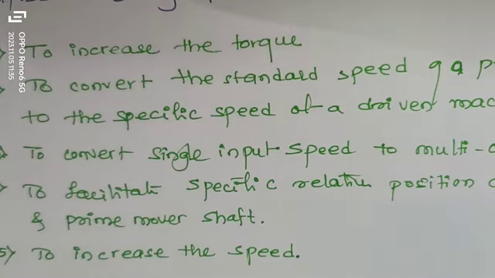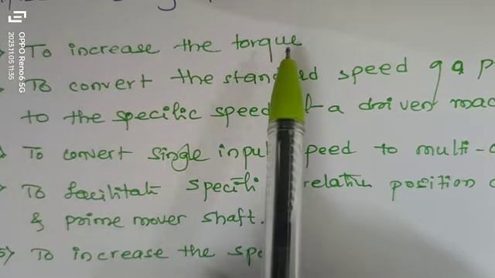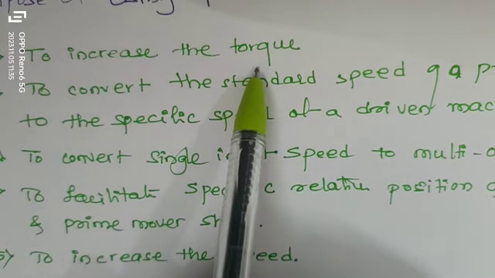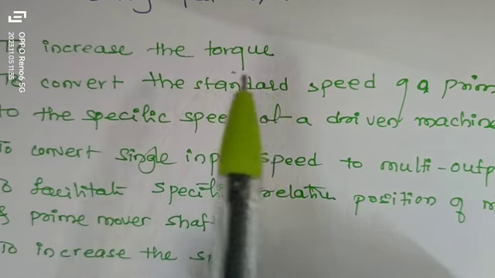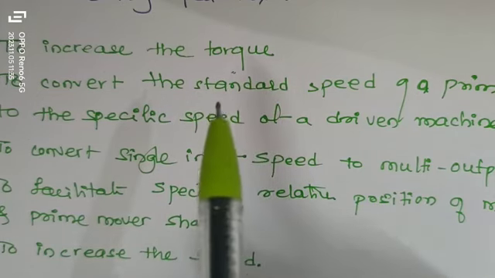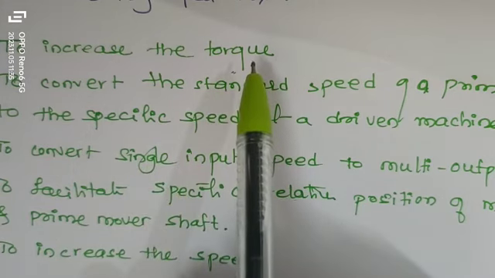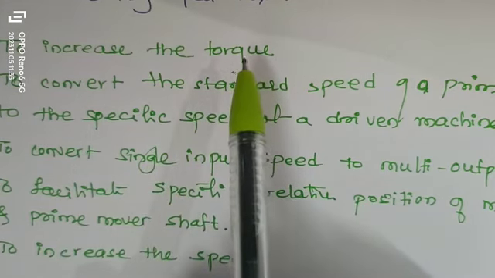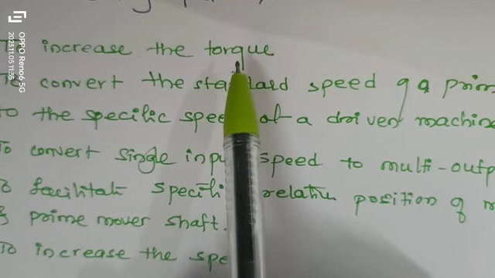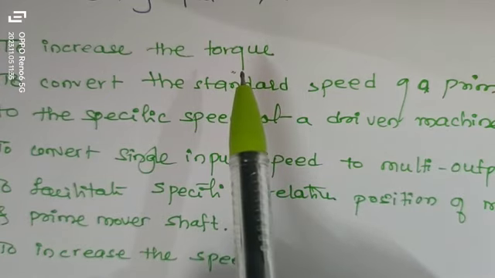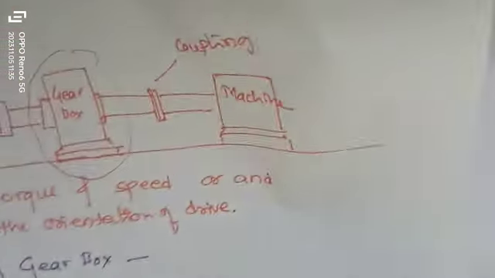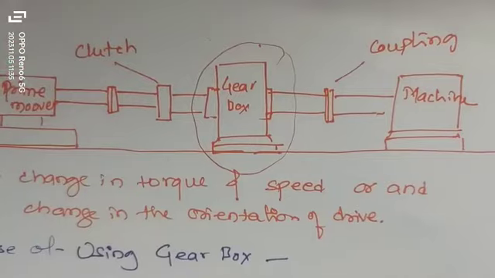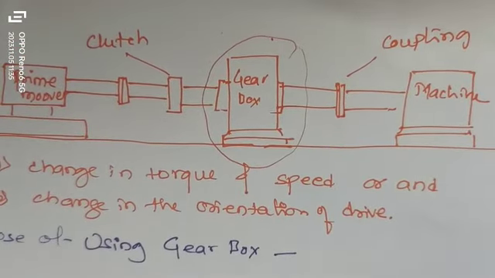To increase the torque: when the torque developed by the prime mover is less compared to the torque required by the driven machine, the gearbox is used to increase the torque. The increase in the torque from the driving shaft to the driven shaft is accompanied by a reduction in the speed.